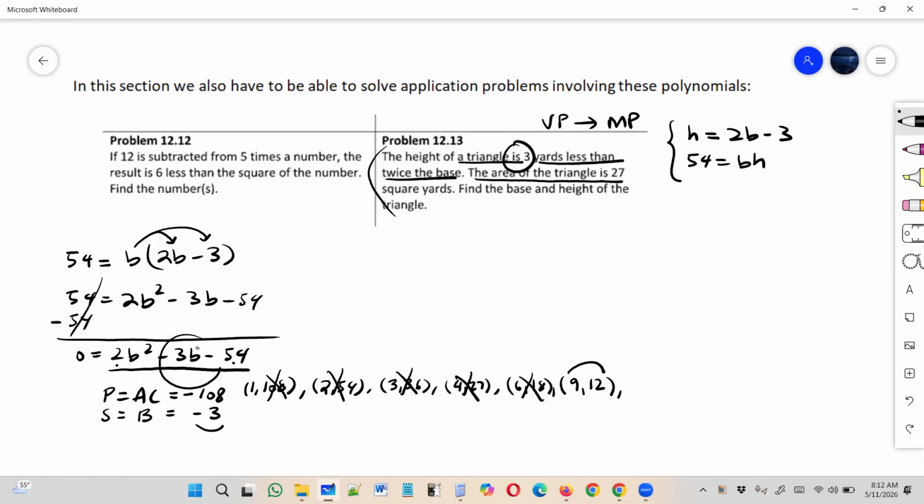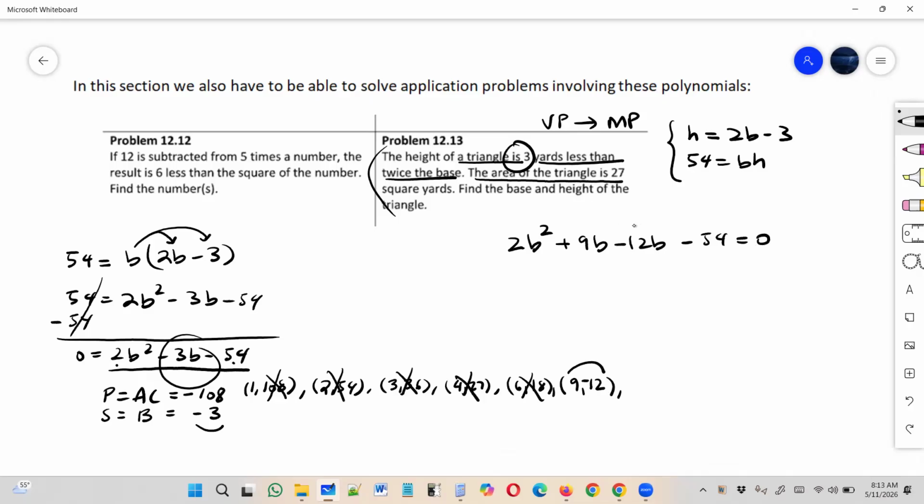So you are going to write again the middle term using the 9 and 12, but I'll keep in mind that the sum has to be negative. So 12 is negative, right? 9 plus negative 12 is negative 3, and 9 times negative 12 is negative 108. So 2b squared plus 9b minus 12b minus 54 equals 0.